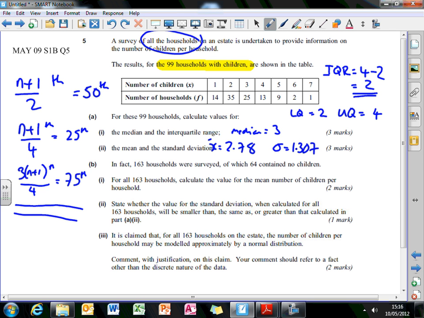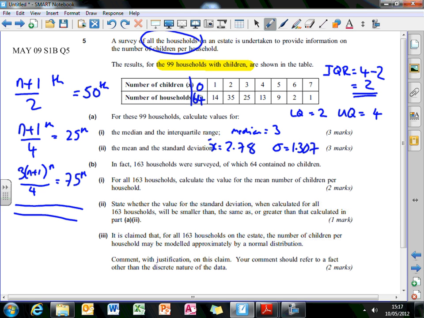Now for part B, in fact, 163 households were surveyed, of which 64 contained no children. So you could, if you want to, imagine that there was another column in your table. State whether or not the value for the standard deviation would be smaller than, the same as, or greater than. So I want you to pick one of these: smaller than, the same as, or greater than.